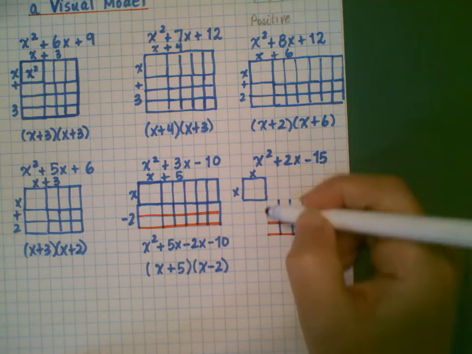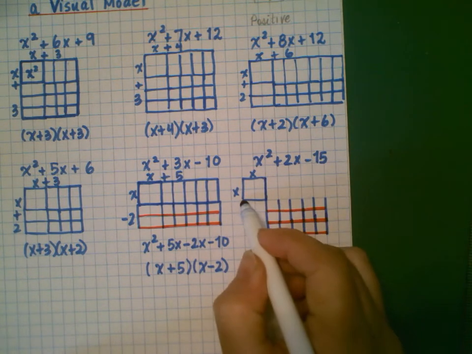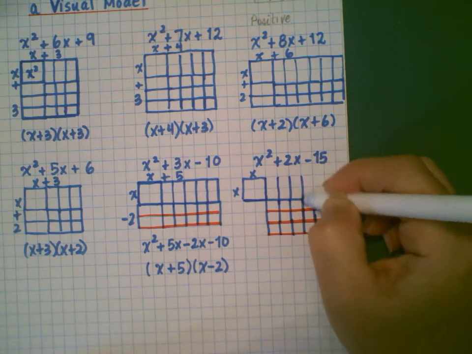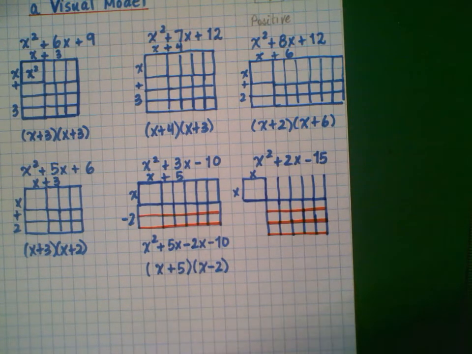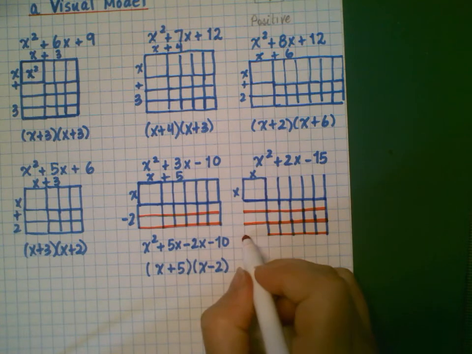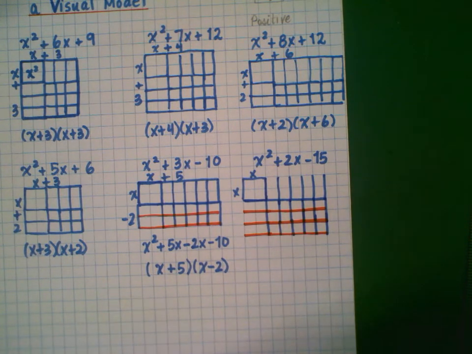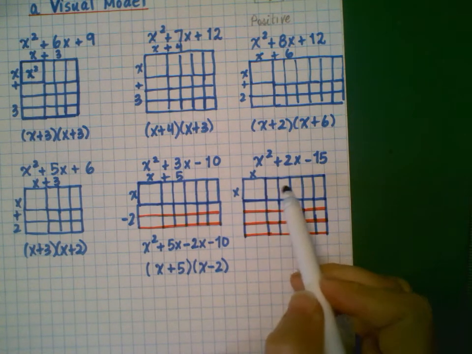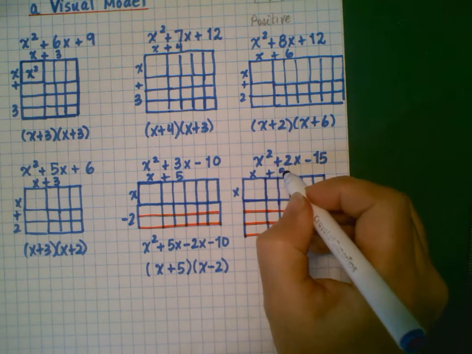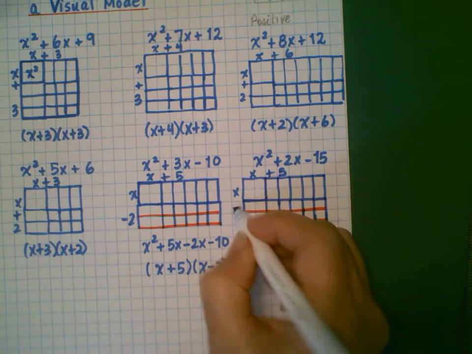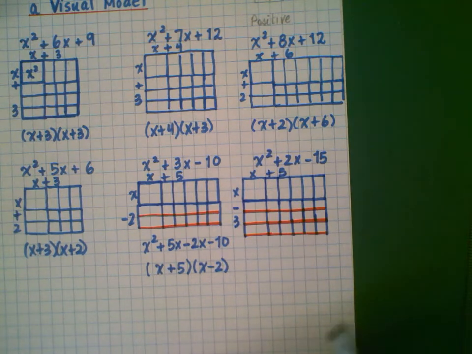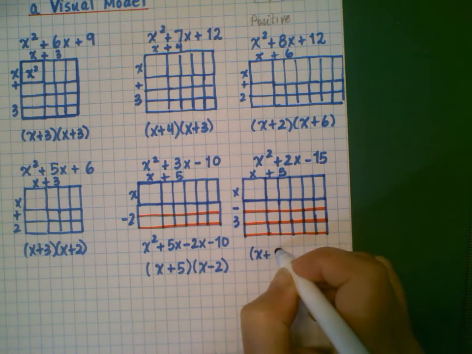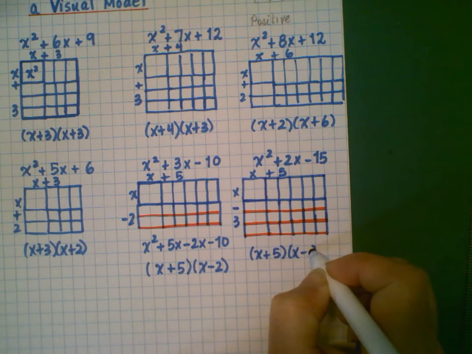And then just extend those lines. So I'm going to extend the x squared lines to box that in. I'm extending the blue verticals up, and I'm extending the red horizontals across. Okay, so I've got x plus 5 across the top here, and I've got x minus 3 down the side. So the factors of x squared plus 2x minus 15 are x plus 5, x minus 3.